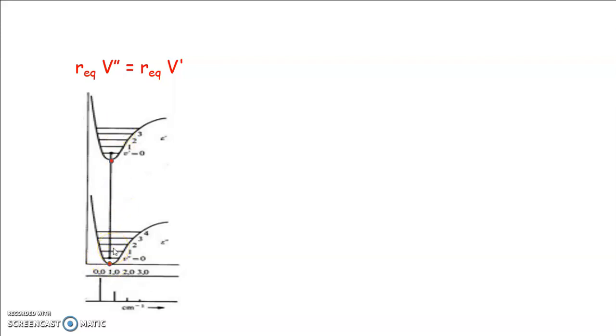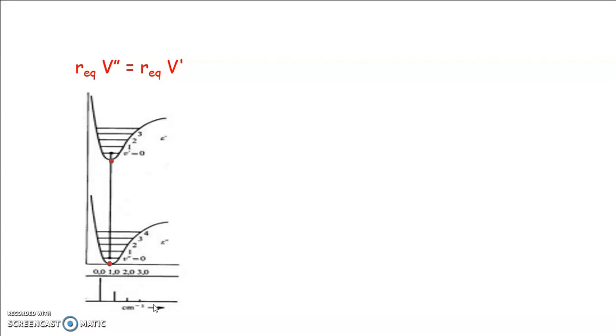So in this first case, the R equilibrium of V double prime and V prime are the same. The most probable transition will be V double prime 0 to V prime 0. So the strongest spectral line will be the 0-0 line. You can see the spectrum below, and the 0-0 line is the strongest.